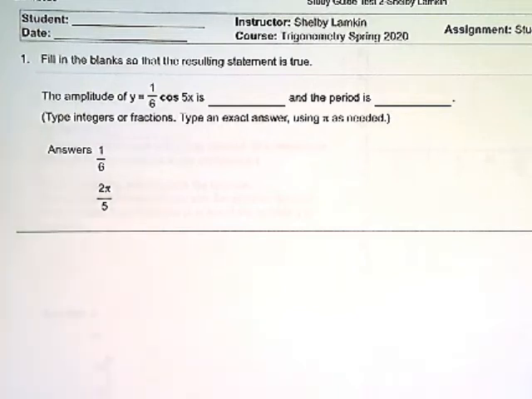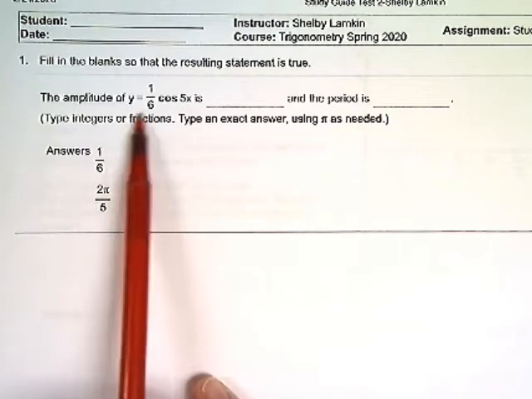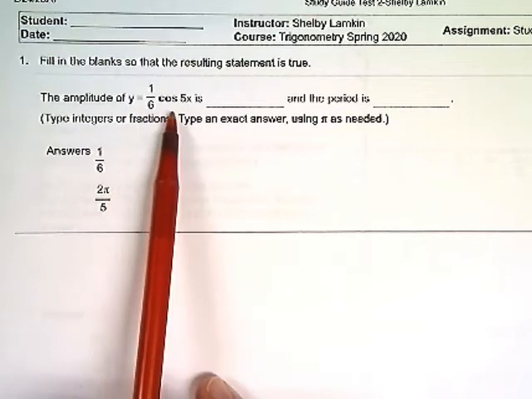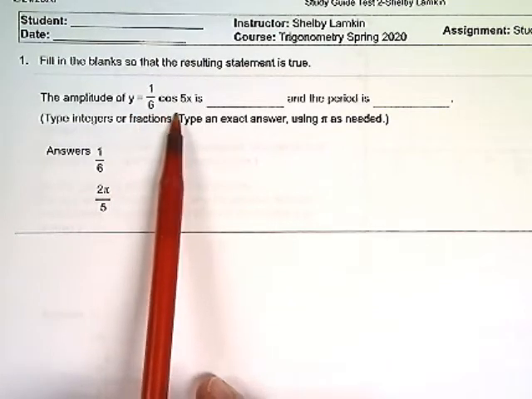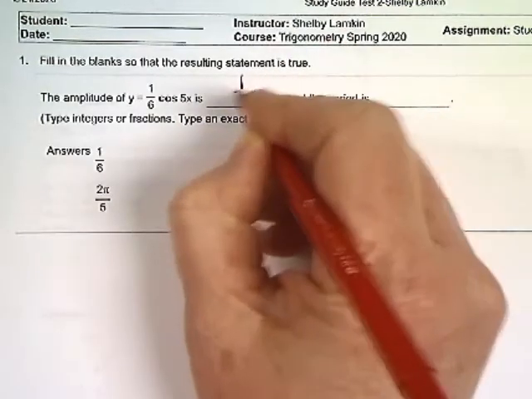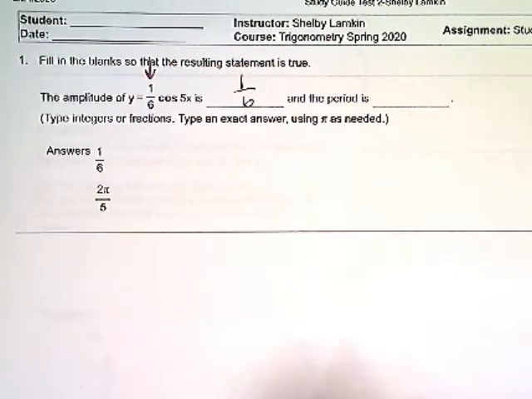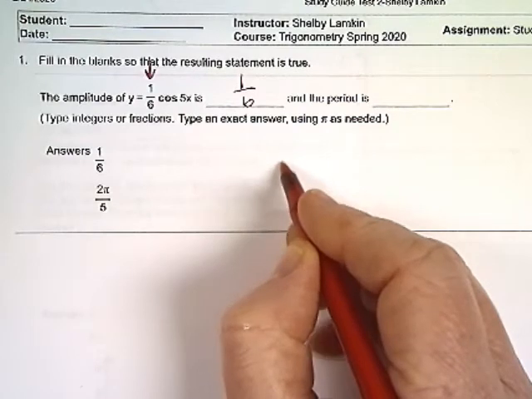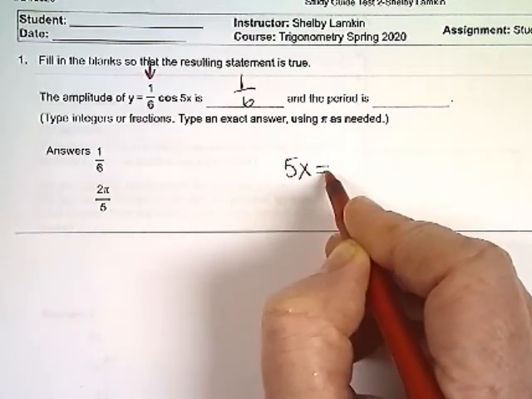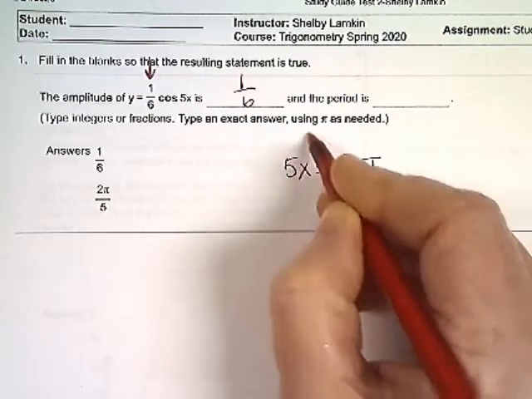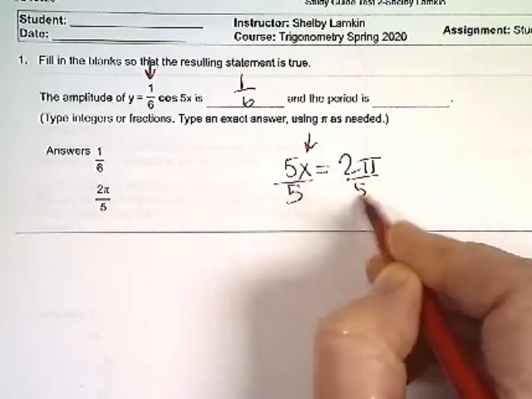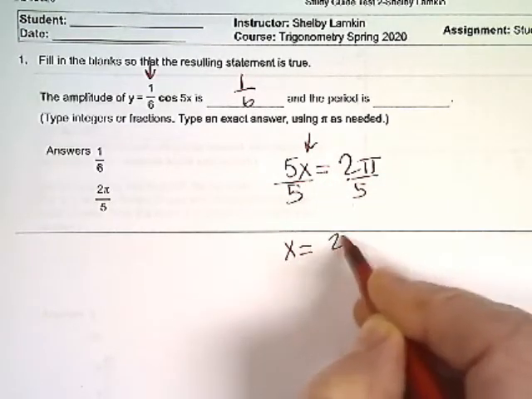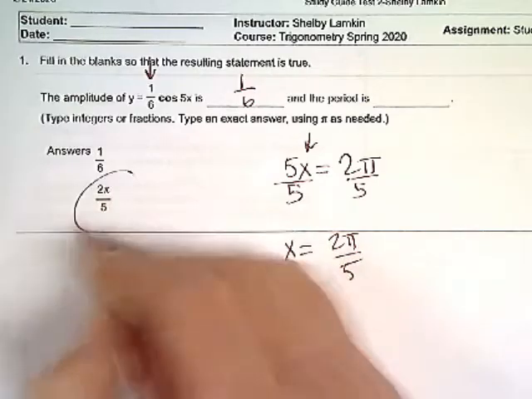Okay, I'm going to do a few more practice problems for trig. The first one says the amplitude of y equals 1/6 cosine 5x is 1/6. There's your amplitude right there. And the period, here's how you find the period. You take 5x and you set it equal to 2 pi and you solve for x. So it is 2 pi over 5 right there.